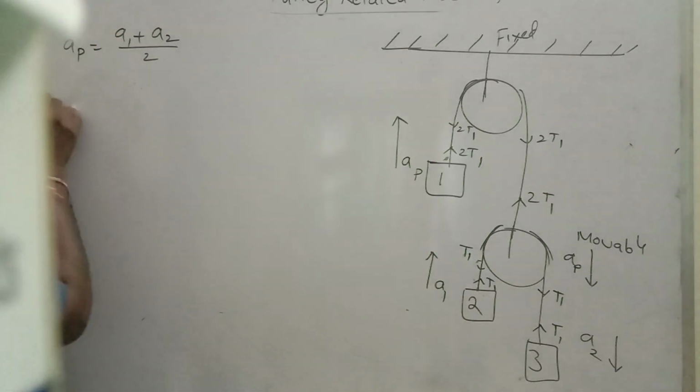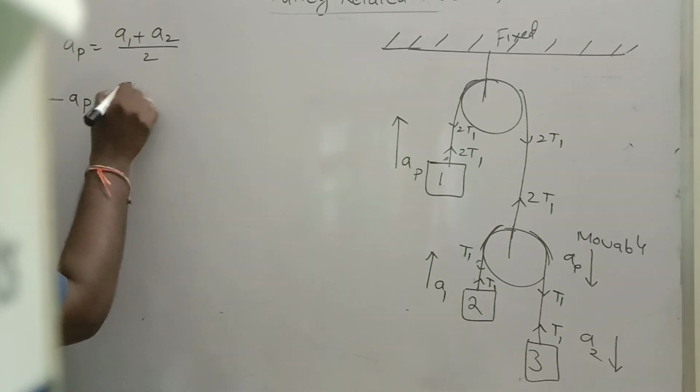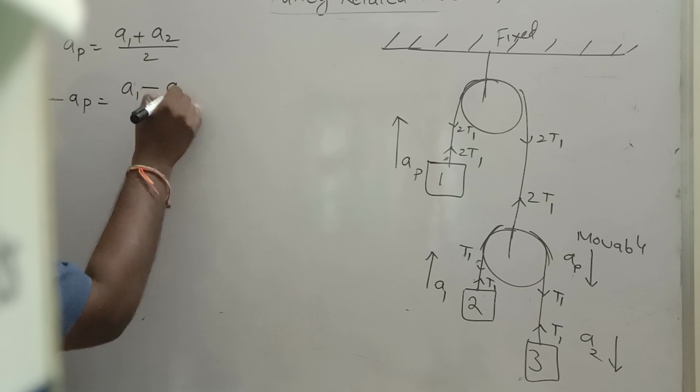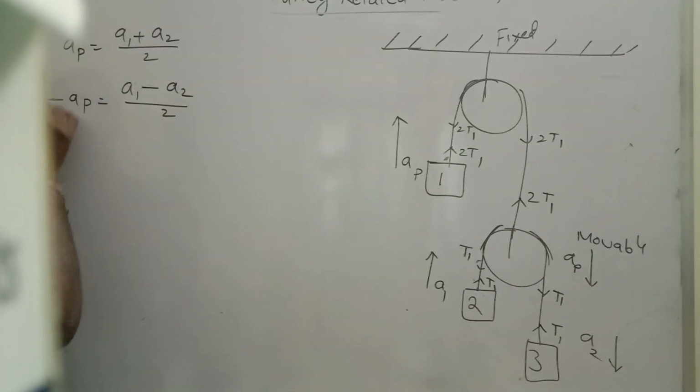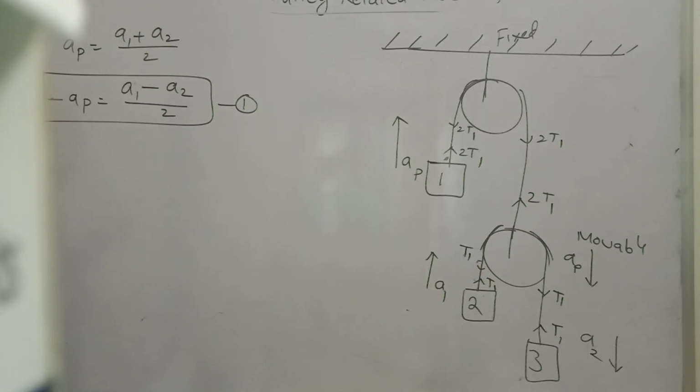The pulley is coming down, so minus AP is equal to A1 going up. Up means positive A1. A2 is going down, so negative, minus A2 by 2. Let this be equation number 1. This is the relation between the acceleration of the pulley, the first acceleration and the second acceleration. Any doubt, children?